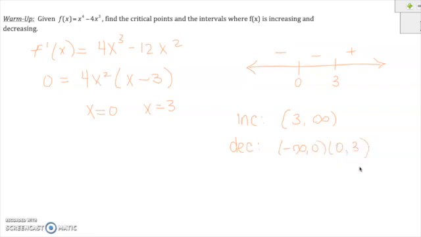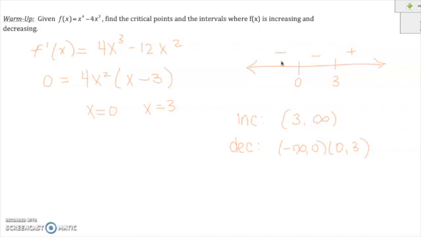I'm not doing anything at 0. Something's happening there, and that's what we're going to get into today. But I can't just say from negative infinity to 3 that I am decreasing. So what is happening at 0? I told you guys the other day that it's called a point of inflection, but we're going to get a little bit more into that.